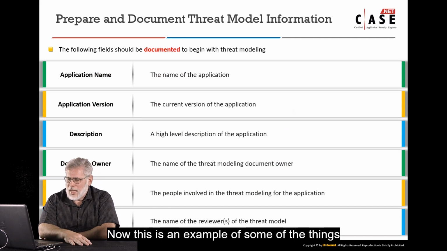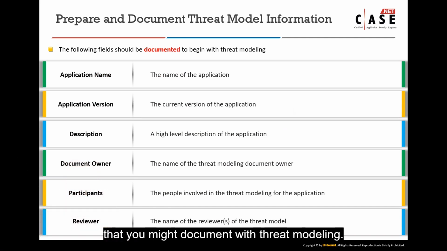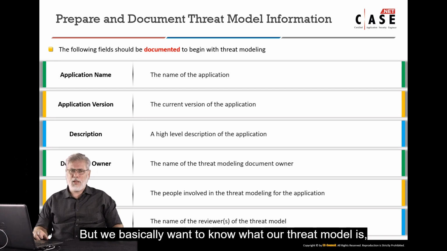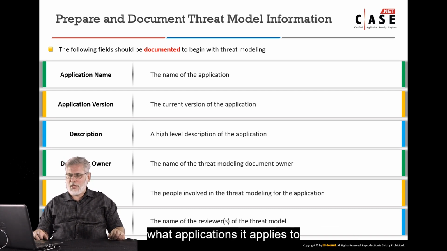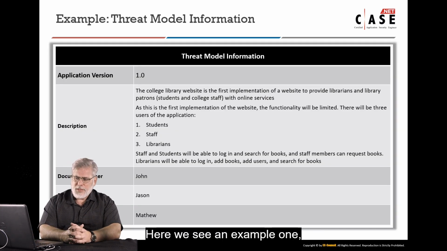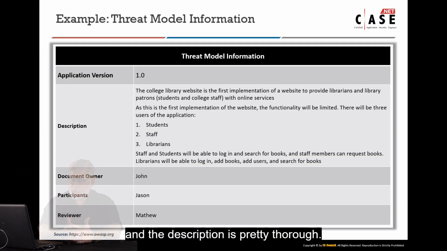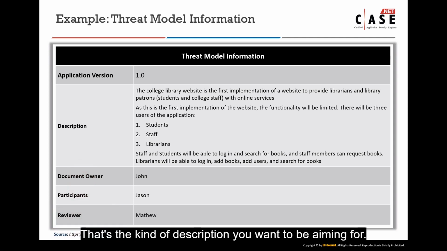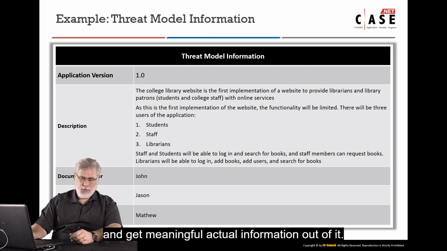Now, this is an example of some of the things that you might document with threat modeling. Some of them you have to have, such as application name and version. The number of participants or the reviewer, those are optional depending on your scenario. But we basically want to know what our threat model is, what applications it applies to, and what versions of that application. Here we see an example one, and the description is pretty thorough, and that's the kind of description you want to be aiming for. Something that is clear but detailed enough that someone can follow it and get meaningful, actionable information out of it.